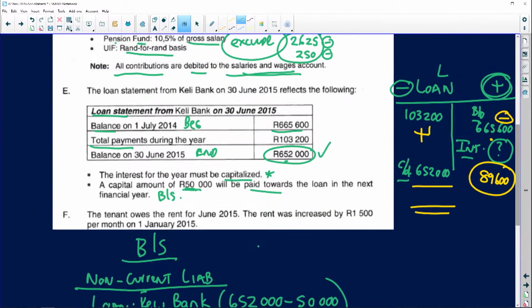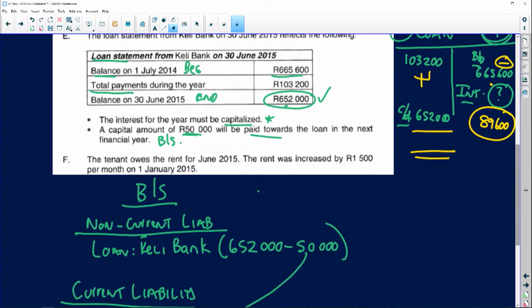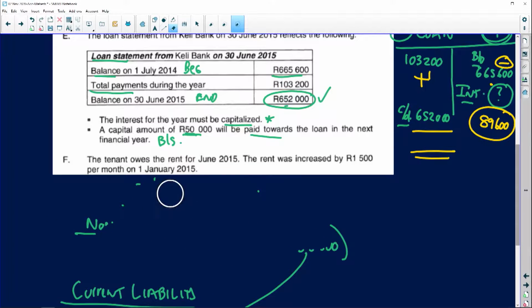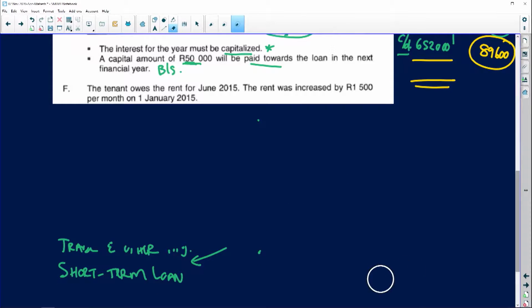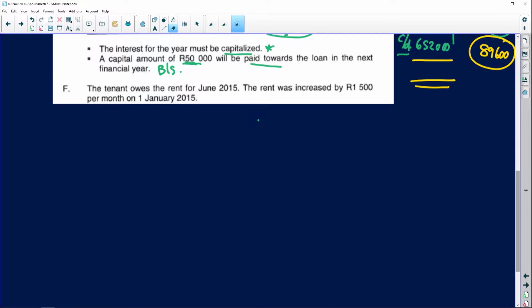Right, let's move on to another adjustment that also is tested all the time in your exams, and you guys seem to always battle with this adjustment. I just want to make a bit of space here for the calculation for the next adjustment. So you guys just bear with me, please. Okay, there we go. Enough writing space.